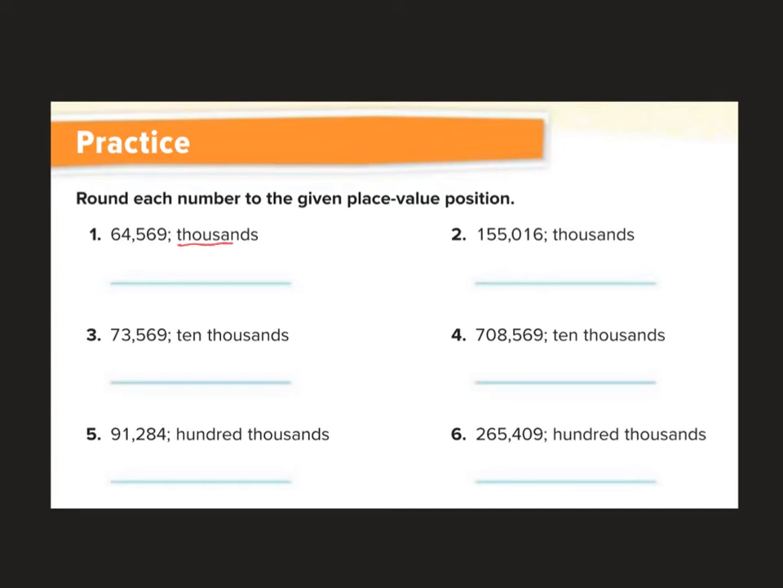Round it to the thousands place. Notice it says round each number to the given place value, which means read the question. It tells you where you're supposed to round to. Here's the thousands place. So we're going to circle the 4, underline the 5. The 5 is 5 or more, so we're going to add 1 to the 4. So we're going to get a 5. Everything after becomes a 0. Everything, we haven't quite talked about this, but everything before stays the same. So this is going to be rounded to 65,000.